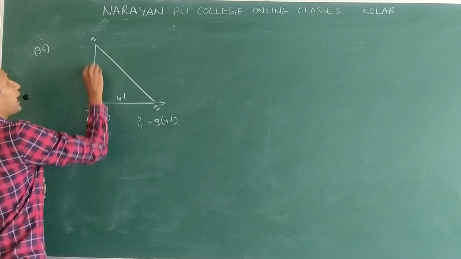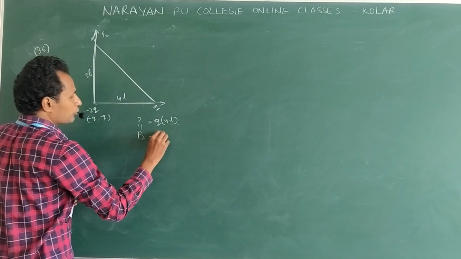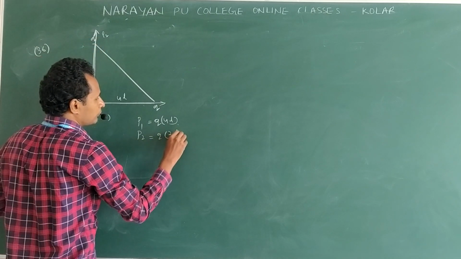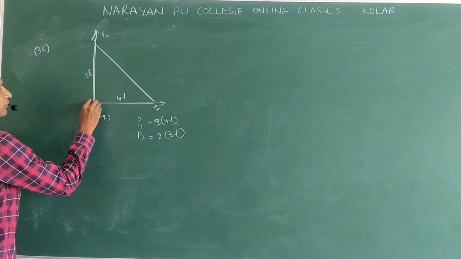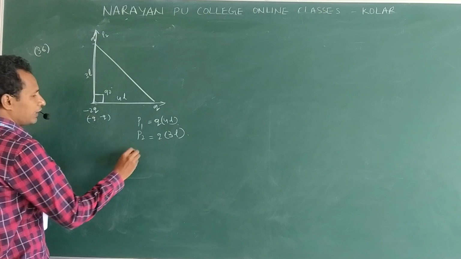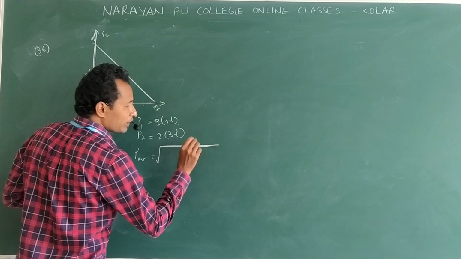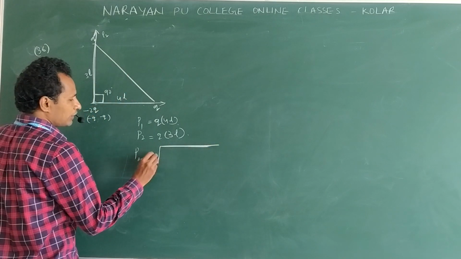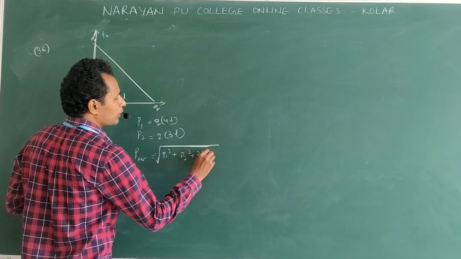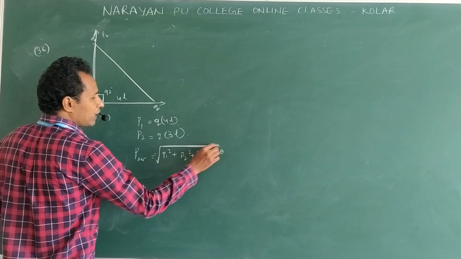Next, another dipole moment acts like this. Take it as P2. Then P2 is equal to Q into the separation between these two, 3L. Clear. These two act at 90 degrees to each other. Then how do we write the net dipole moment? Dipole moment is a vector, so follow the resultant of vectors formula: root of P1 square plus P2 square plus 2 P1 P2 cos theta. Cos 90 is 0, so we do not have this term.